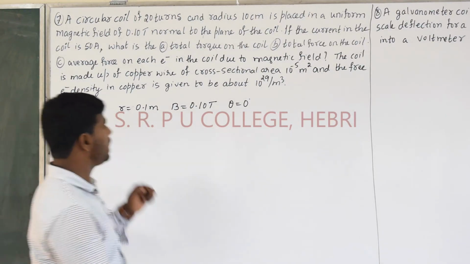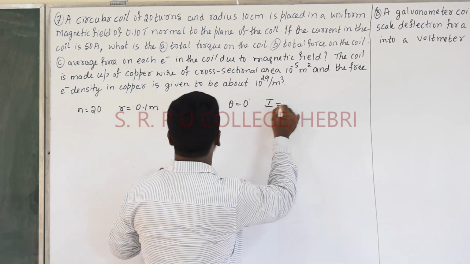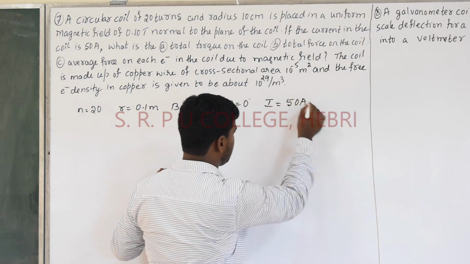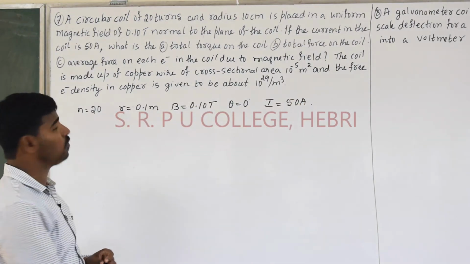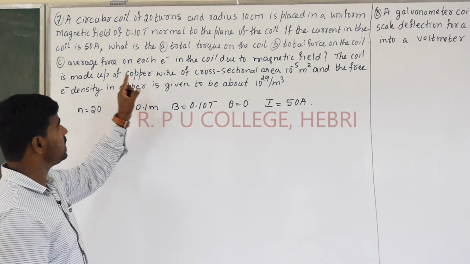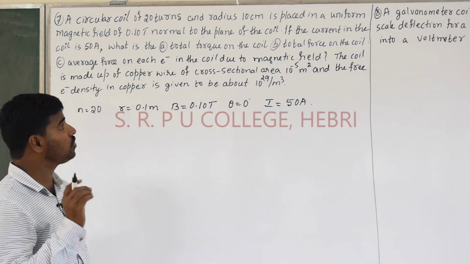If the current in the coil I is equal to 50 ampere, what is the question number A? The torque on the coil.